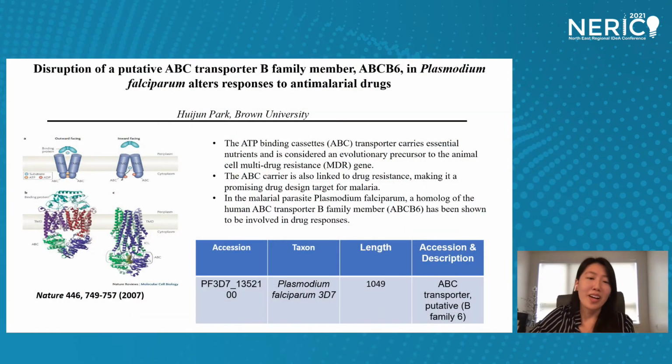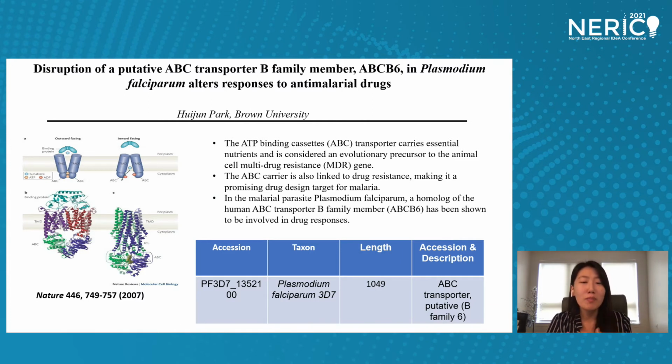Thank you, moderator. Good afternoon, everyone. My name is Hui-Jun Park, and I'm a master's student at Brown University. Today I'm going to highlight my research project, Disruption of Putative ABC Transporter B family member in Plasmodium falciparum alters response to anti-malaria drugs.